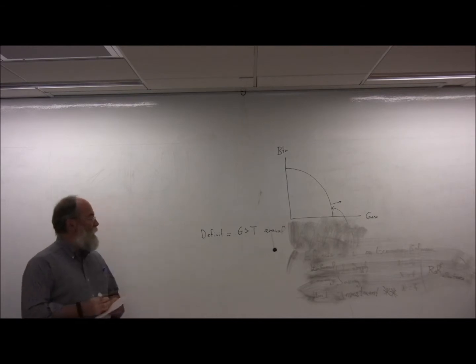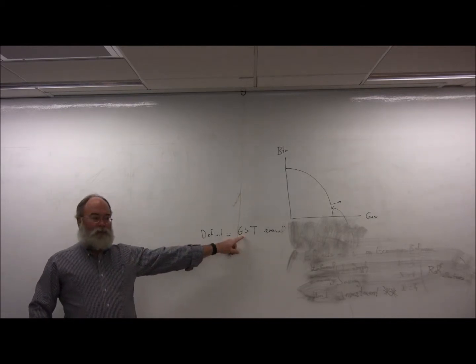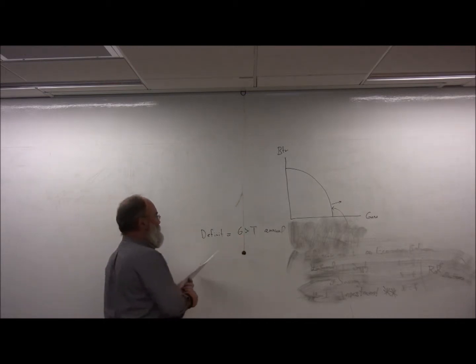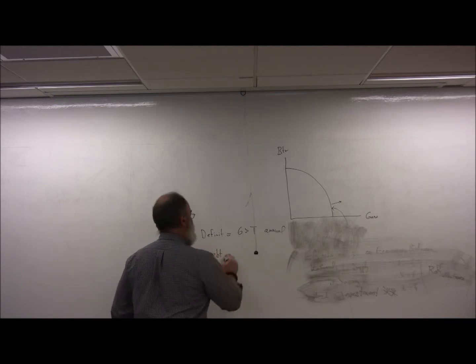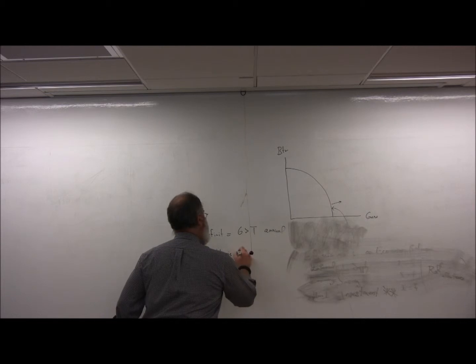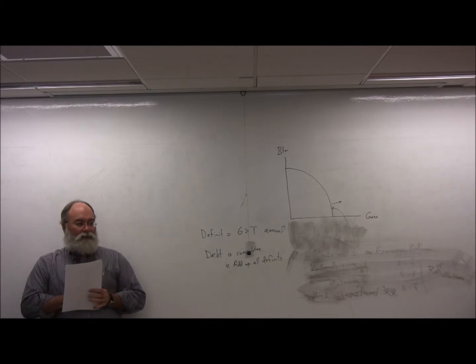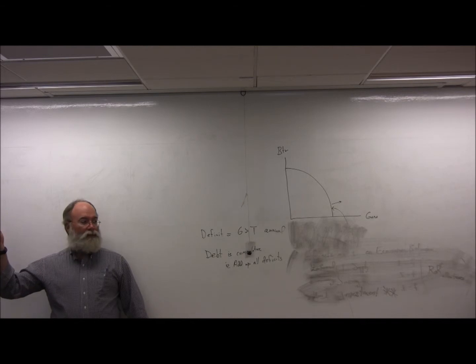Okay? Deficit is what happens in the annual federal budget when spending is greater than tax revenues. Okay? Debt, public debt, is cumulative. The debt right now is $12 trillion, somewhere in that ballpark.